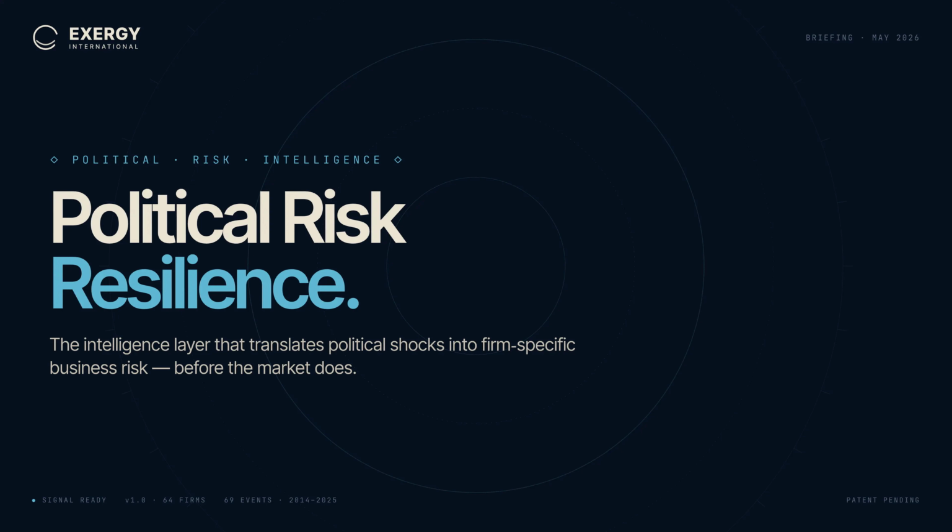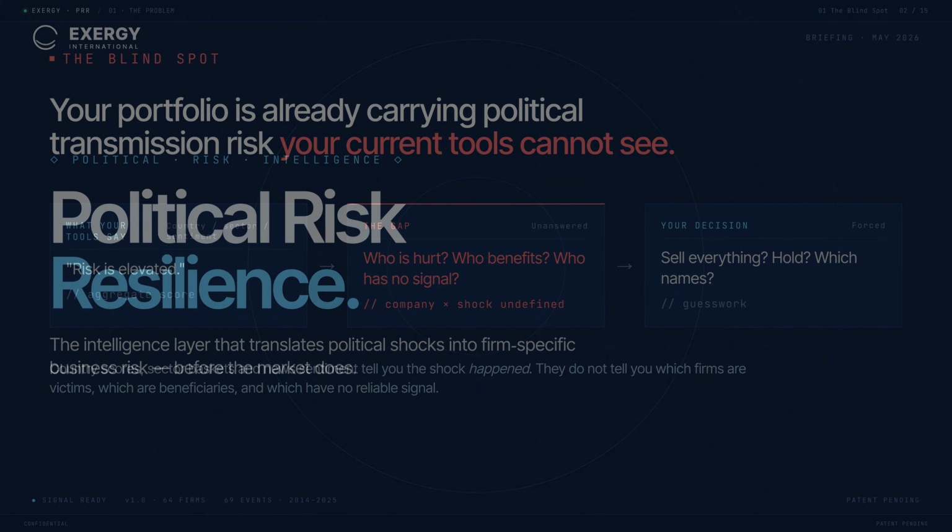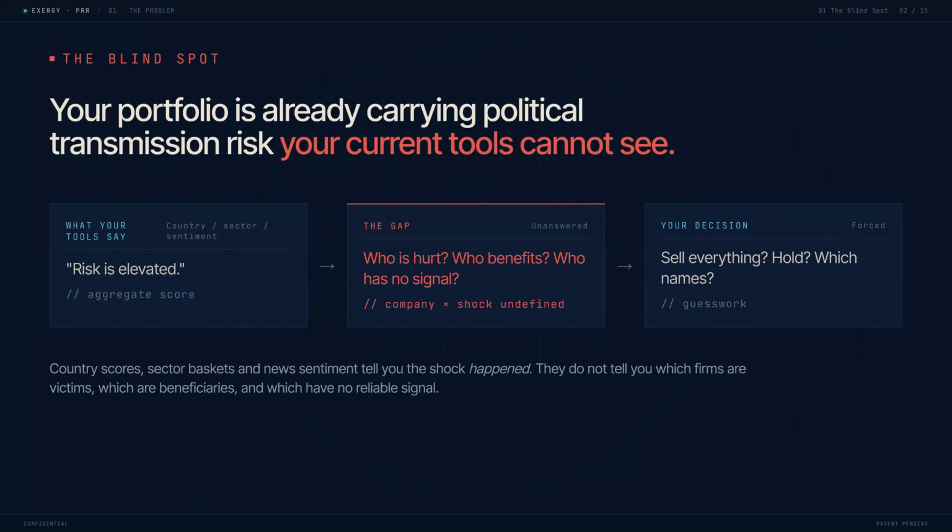Political risk is no longer a background variable. It is now an operating condition for investors, risk teams, and companies. PRR is built to translate political shocks into company-specific business risk before the broader market or organization has fully processed what the shock means. Most existing tools can tell you that risk is elevated.